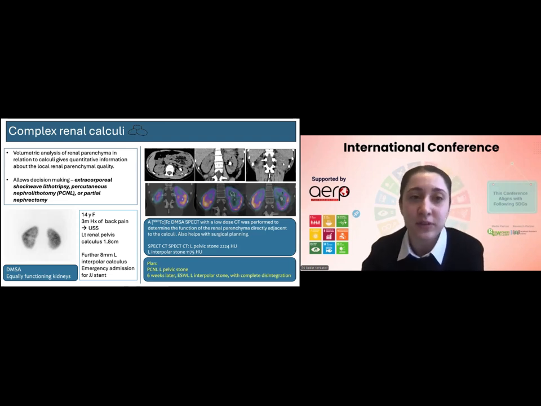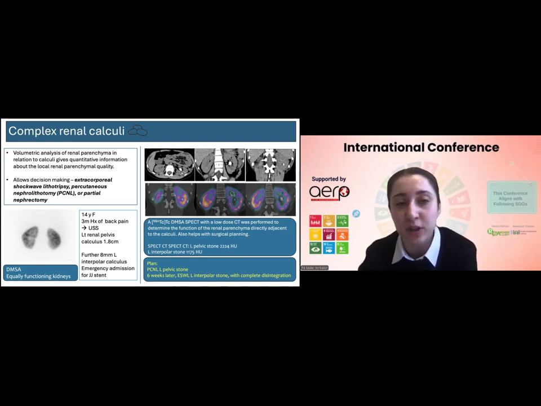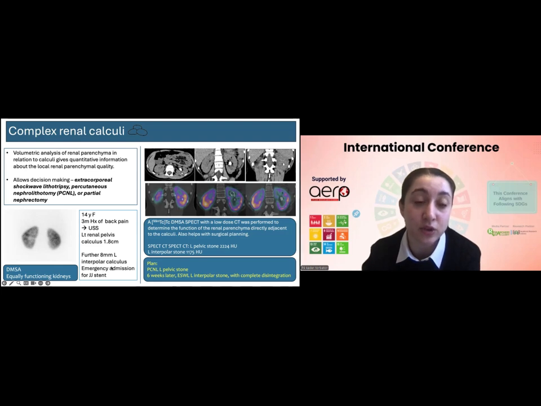With complex renal calculi, again, it's useful for us to identify any loss of function as a result of obstruction from the stones in the kidneys and secondary infection due to pooling of urine within the kidneys. And again, it can help us determine the best course of action in terms of surgical planning and treatment in these patients.